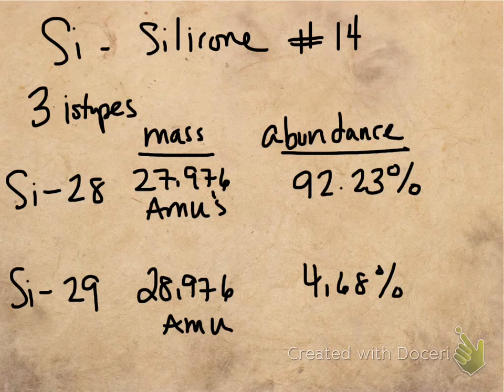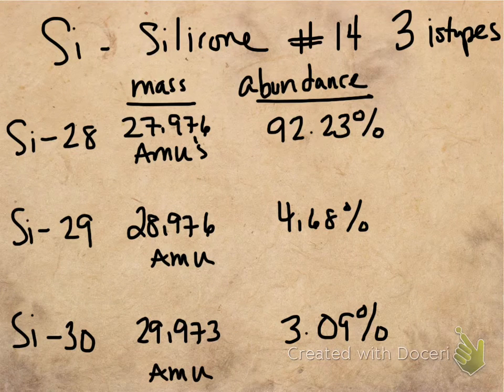Silicon-29 has a mass of 28.976 AMUs and makes up 4.68% of all the silicon known on the planet. And we have one more. That's silicon-30 with a mass of 29.973 AMUs, making up 3.09% of all the silicon known on the planet. So how do we figure the average atomic mass considering all of these isotopes?